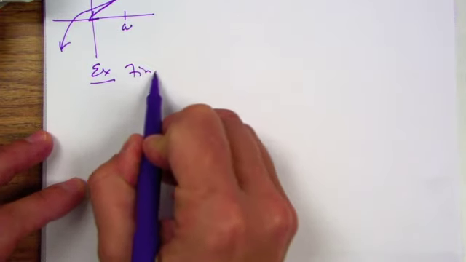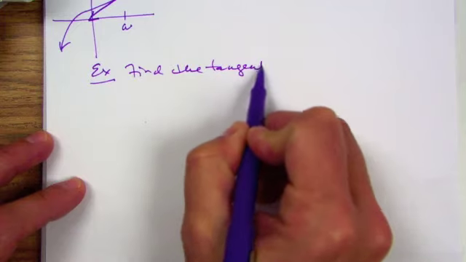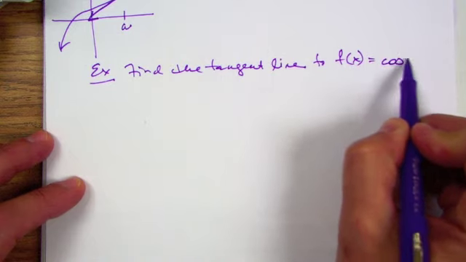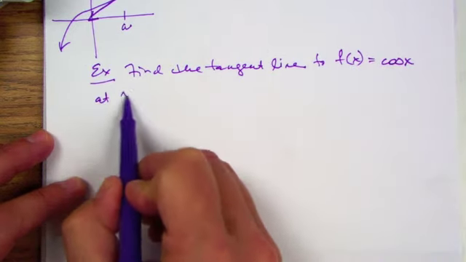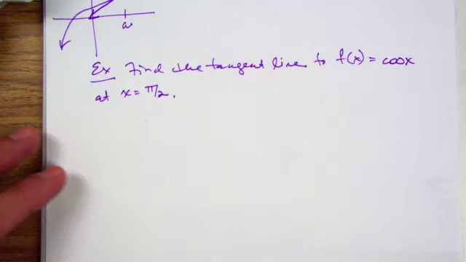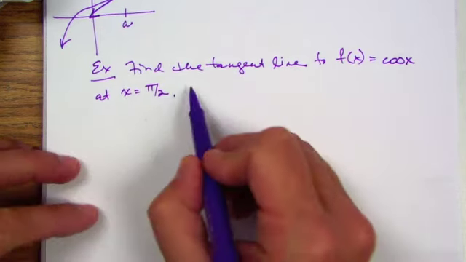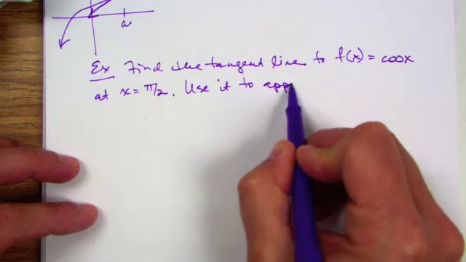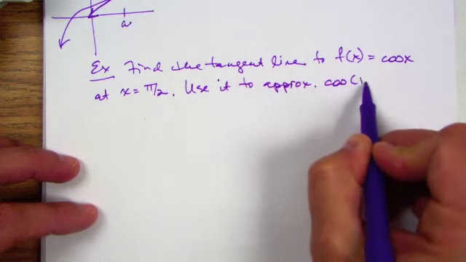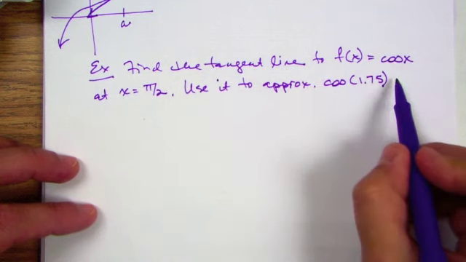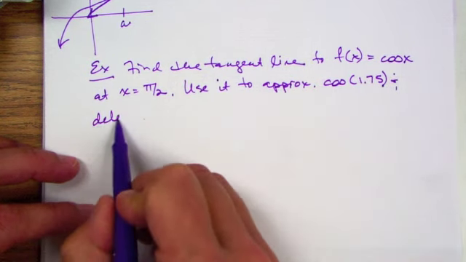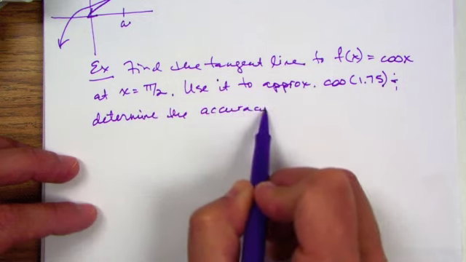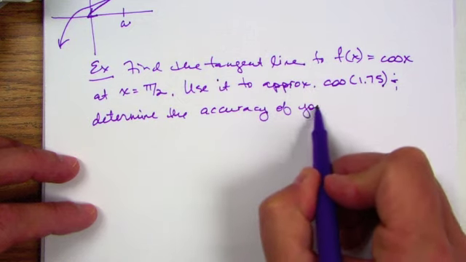Find the tangent line to f of x equals cosine x at x equals pi halves. Use it to approximate cosine of 1.75 and determine the accuracy of your approximation.